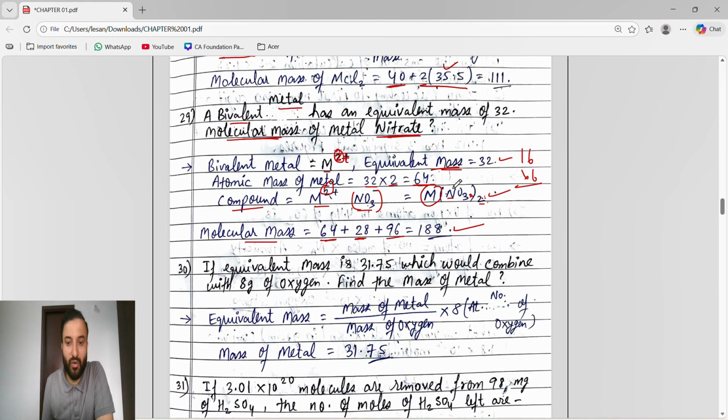The main thing is what? First we have to form the compound. We know how to form the compound. Then for the molecular mass, only for the metal we have to use the formula, that is nothing but equivalent mass into valency.